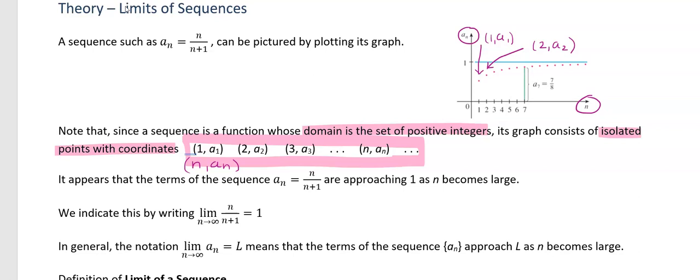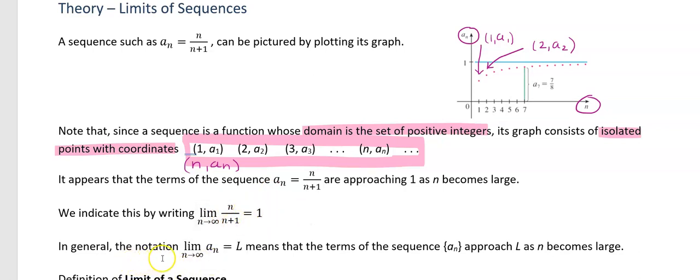Okay? So it appears that the terms of this particular sequence, a sub n equals n over n plus 1, are approaching 1 as n becomes large. So you can kind of see that here. It's starting out at 1 half, almost halfway, and then we have it kind of approaching this horizontal blue line here at the value 1. So it looks like the limit of the sequence is approaching 1 as our n values get larger and larger and larger. And so we would indicate this by writing the limit as n approaches infinity of our sequence, which in this case is n over n plus 1 equals 1.